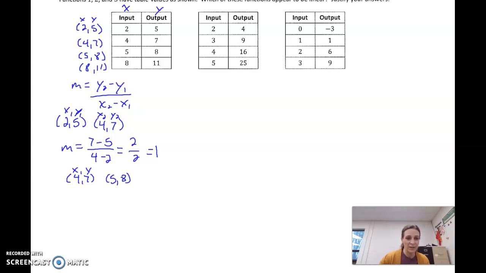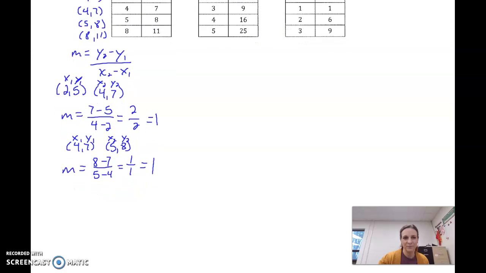x sub 1, y sub 1, x sub 2, y sub 2. I'm just making them first point, second point because it's easy, or easier, I should say. Difference in our y's here, right? So I'm going to go 8 minus 7 over 5 minus 4. Well, that's 1 over 1, which is just 1.